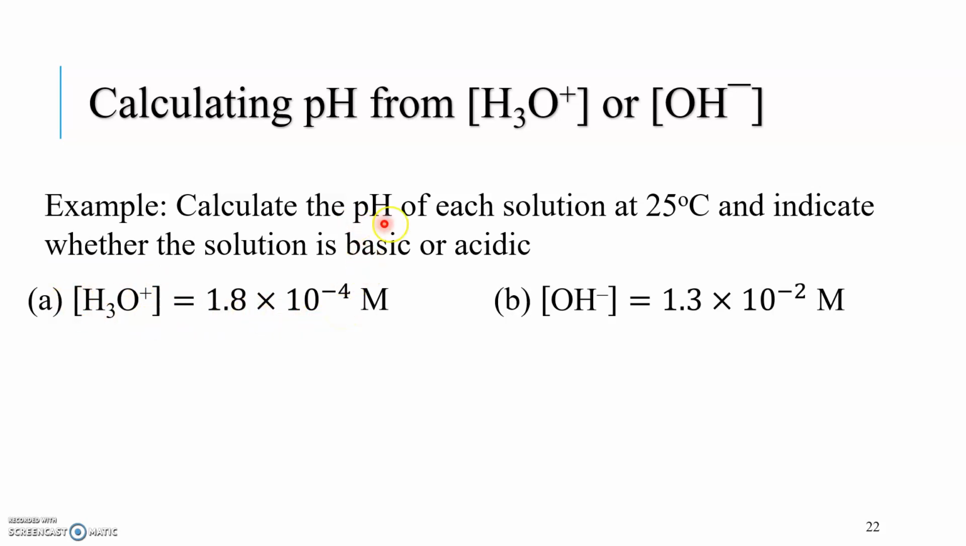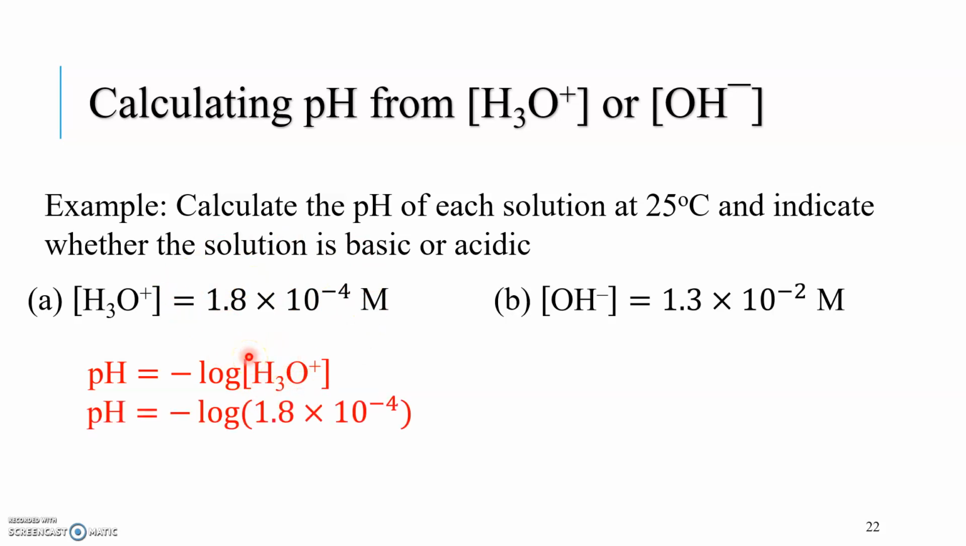To calculate the pH, we simply use this equation. pH is equal to negative log of the concentration of H3O plus. Then we just substitute the numbers for the concentration, and we get a pH of 3.74. Now, the pH does not have a unit because it's a log scale. To determine if it's acidic or basic, I'm going to compare it to the pH of 7. The pH is lower than 7, and this is why the solution is acidic.